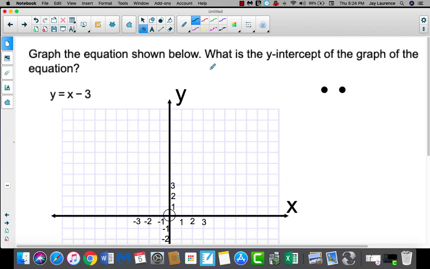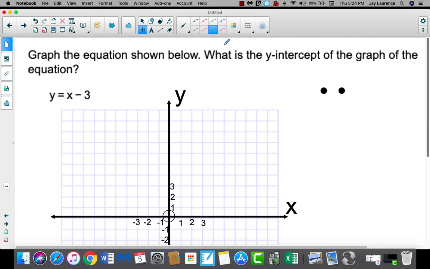All right. Graph the equation shown below. What is the y-intercept of the graph of the equation? I want you to go ahead and pause this. Make a graph in your notes. Got graph paper? Awesome. You need rulers. You know where they are. Go ahead and graph it. All right. So here comes my solution. You should have already tried it by now.